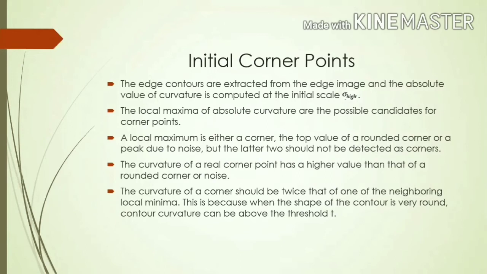The corner points are also compared to the neighboring local minima. The curvature of a corner should be twice that of the neighboring local minima. This is because when the shape of the contour is very round, contour curvature can be above the threshold T. The threshold T depends on the sigma I used, and it is set according to it.